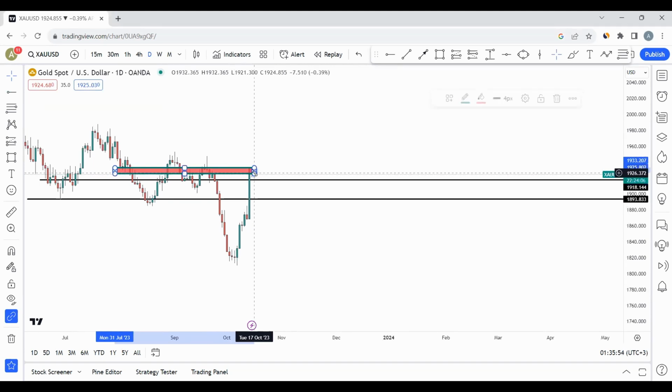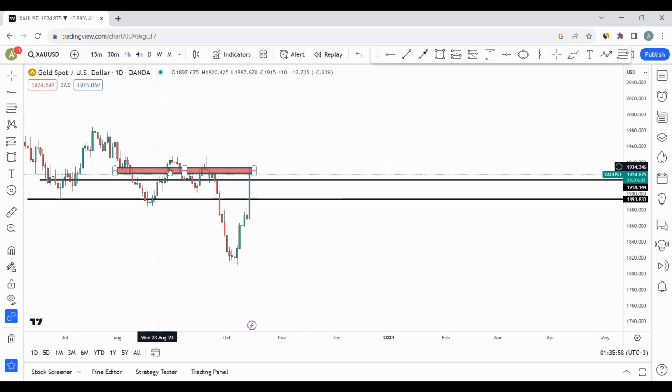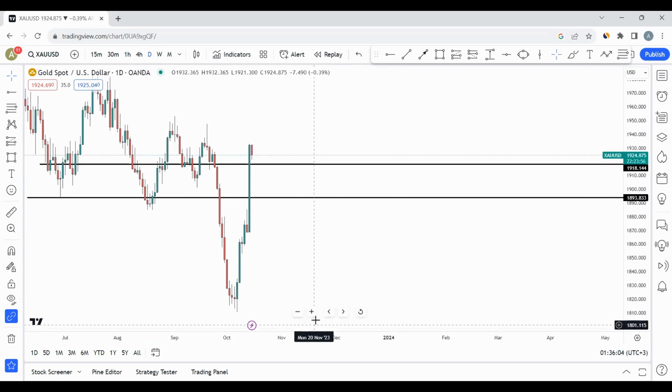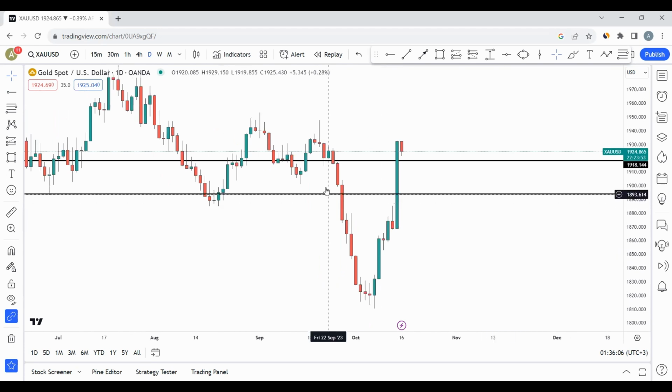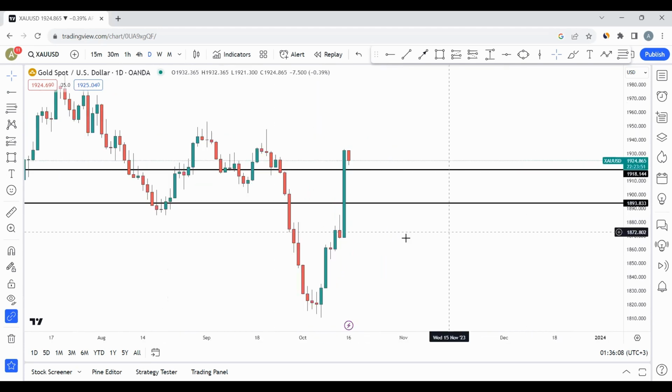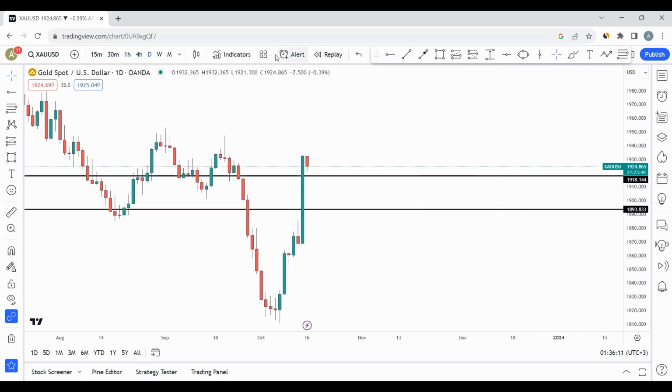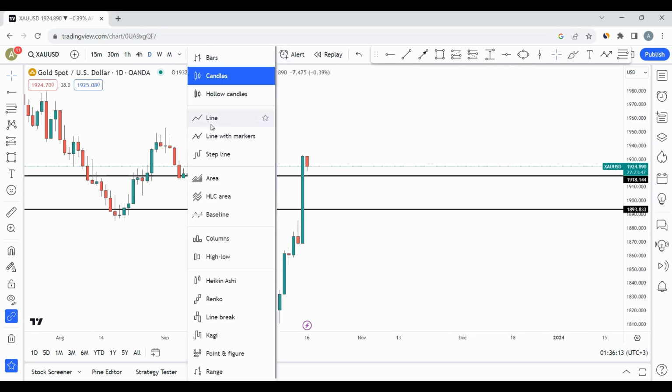Now, what will cause confusion is that this area here actually was tested, which is true, it was tested. But in the process, the market left a hidden structure. So I'll just increase for you the candle size so that you can see it properly. In the process of testing this area here, the market left a hidden structure, which you can only see when you go to line chart if you're not well experienced, right?